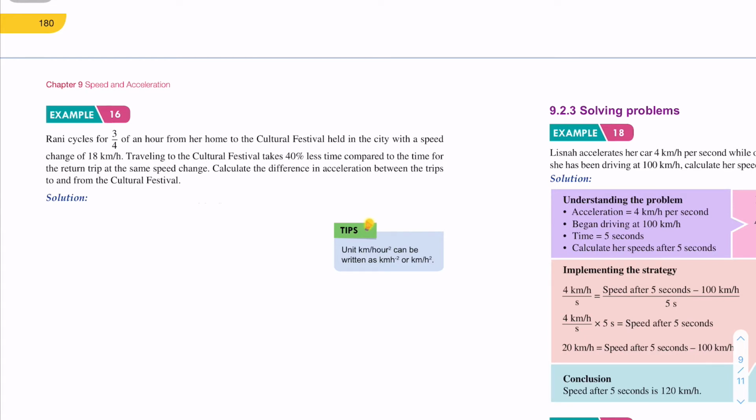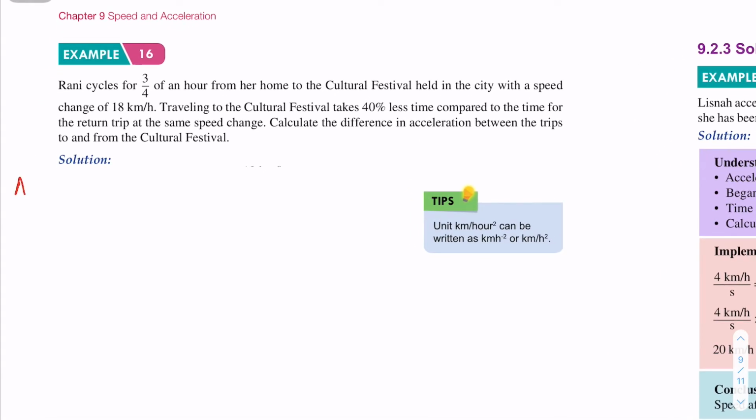So we have Rani cycles for 3/4 of an hour from her home to the cultural festival held in the city with a speed change of 18 km per hour. Traveling to the cultural festival takes 40% less time compared to the time for the return trip. At the same speed change, calculate the difference in acceleration between the trips to and from the cultural festival. So what can we do first? We need to calculate the acceleration. I'm going to zoom.